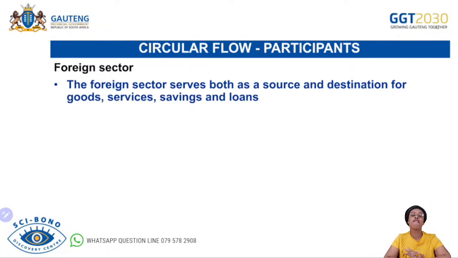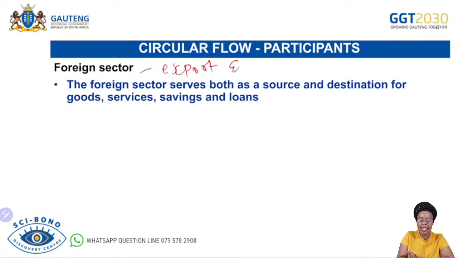Let's move to the foreign sector. Foreign sector, remember, involves what? Exportation of goods and importation of goods. Before we talk about the foreign sector, let me explain that when we export, it's when a South African company or business is selling goods to other countries. We are selling to other foreign countries. That's export. But when we import is when South Africans and South African businesses or even the government are buying goods from other foreign countries.